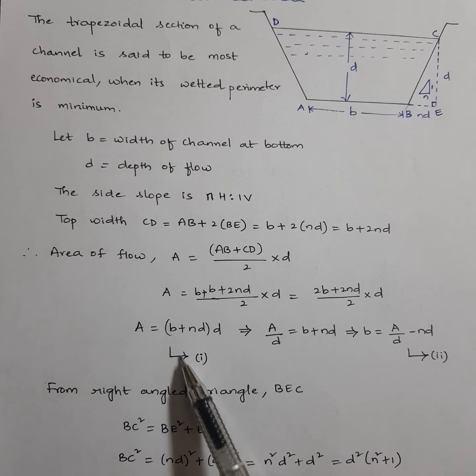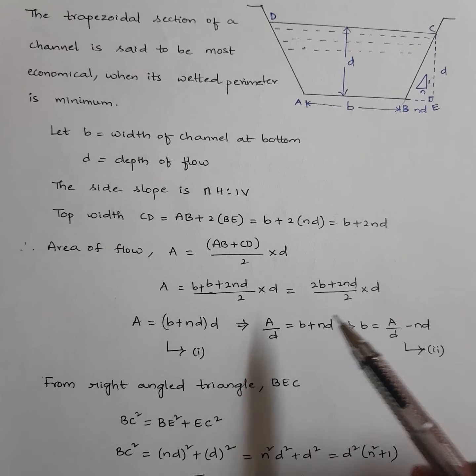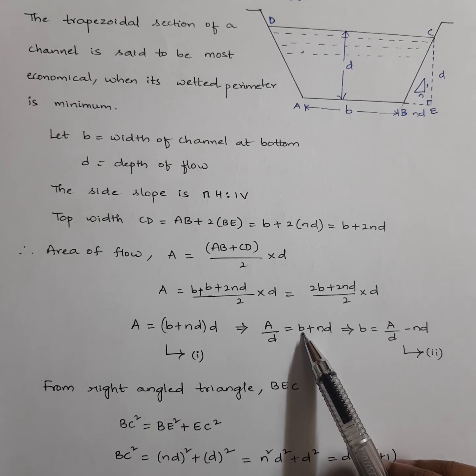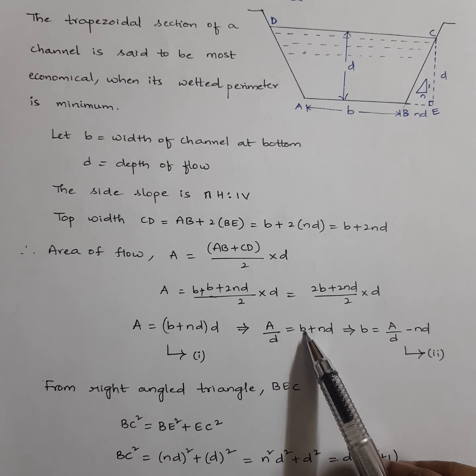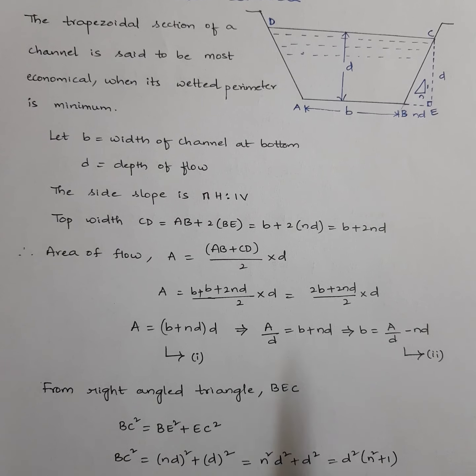Now from here send this D to that side, so it will be A by D. A by D is equal to B plus ND. So from here let me write B equal to, as I did in the earlier derivation. What will B be equal to? A by D minus ND. Take it as equation number 2.